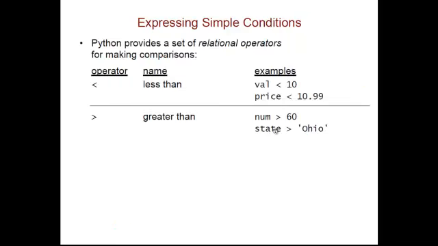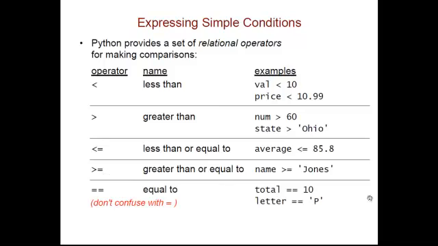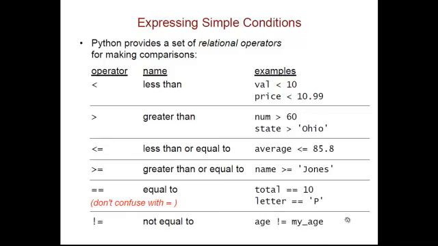Now, what are the options for the conditions? So we have less than or greater than. We can do less than or equal to. Notice the equal comes after. We can do greater than or equal to. If you want to compare things to see if they're equal, you need to use two equal signs, not just one, because a single equal sign is used for assignment. And then not equals is an exclamation point followed by an equal sign.